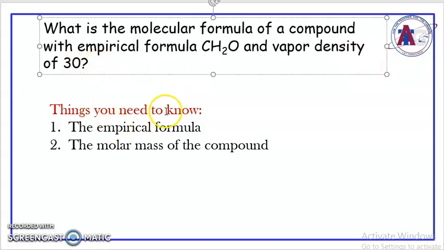Remember, things we need to know: the empirical formula and the molecular mass of the compound, right? Now we know the empirical formula, which is CH2O, right? And the vapor density is 30. We need the molar mass or the molecular mass, not the vapor density. So how do we find molecular mass so that we can find our molecular formula?